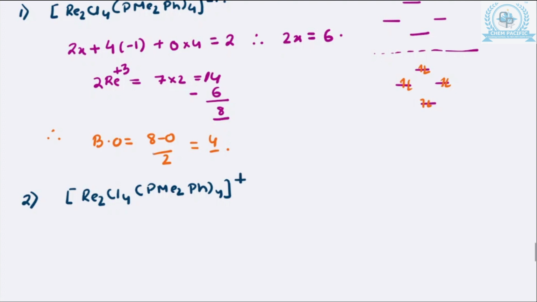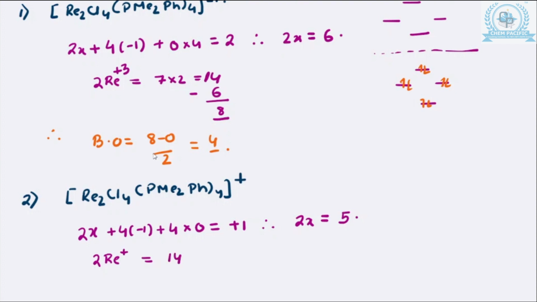So in a similar way we can calculate. Each rhenium is having oxidation state of x, so for both it is 2x plus 4 into -1. You are having 4 ligands, Me2PH, which is a neutral ligand, equal to 0, and overall is +1. So 2x, if you calculate, will turn out to be 5. How many electrons does one rhenium have? One rhenium has a total of 7, so two rhenium have a total of 14.